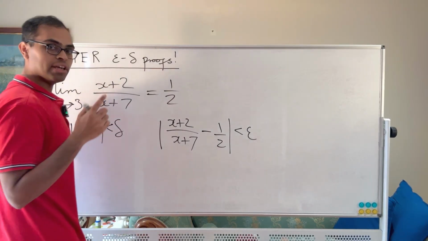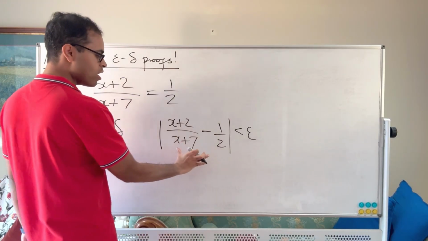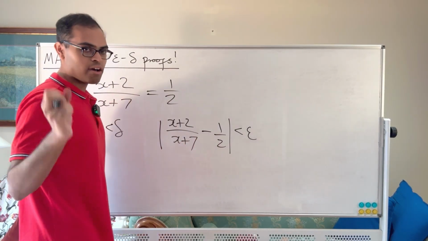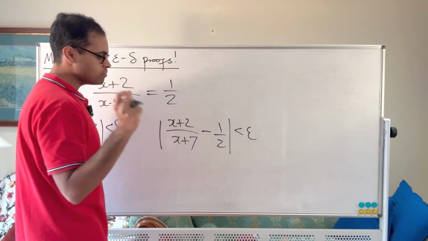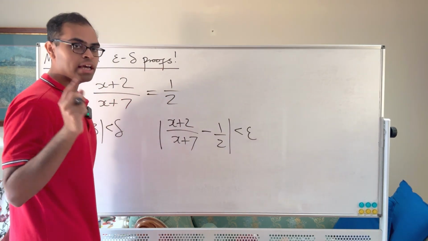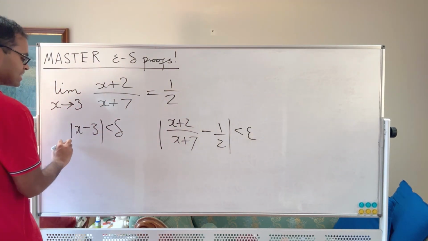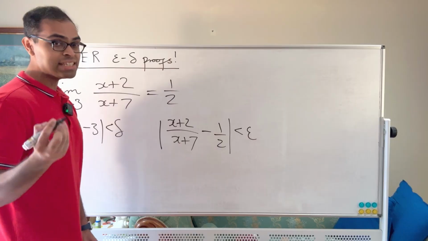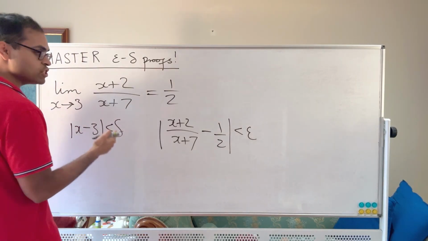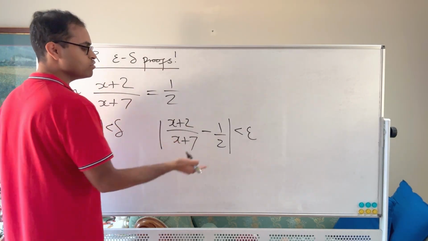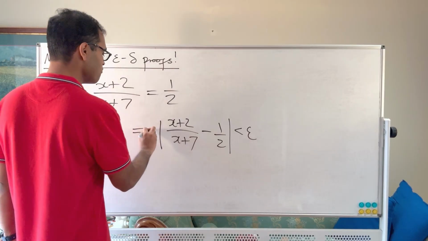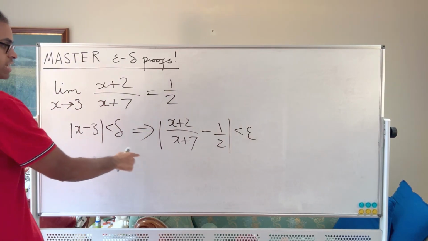We want to say that for each epsilon I pick, if I want (x plus 2) over (x plus 7) minus a half to be that small, with the absolute value less than epsilon, then you're going to tell me a delta. So as long as the absolute value of x minus 3 is less than delta, i.e. x is sufficiently close to 3, then (x plus 2) over (x plus 7) is sufficiently close to a half. So we want to find delta in terms of epsilon.